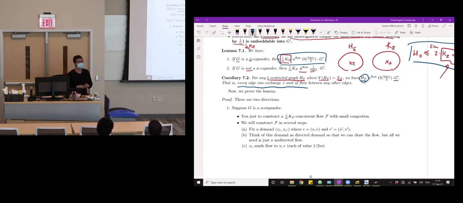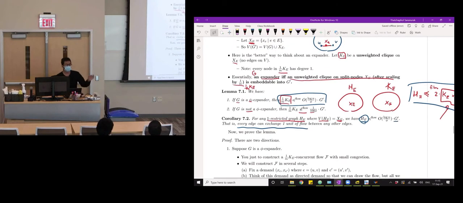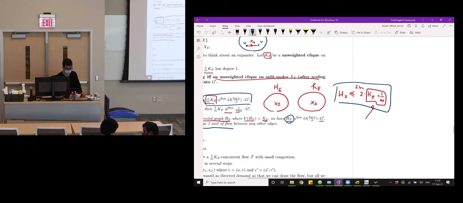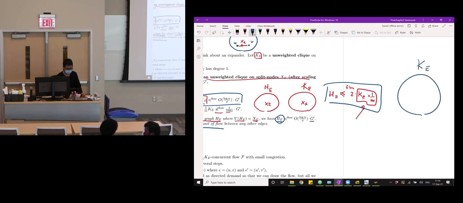Does it make sense? What is K_E's degree profile in this? The degree profile will be m, right? Because there are m edges in a clique. K_E has m nodes, and if you look at K_E as an unweighted graph, then each of these edges has weight 1, so its degree is going to be m, maybe with some self-loop too. But if I scale it down by 1 over m, then the degree profile of each node in this graph is going to be 1.